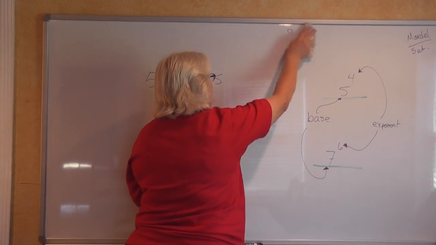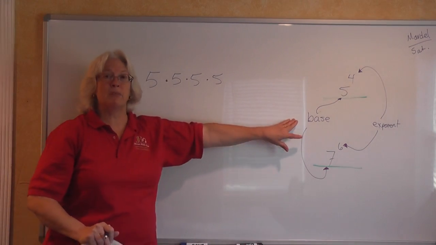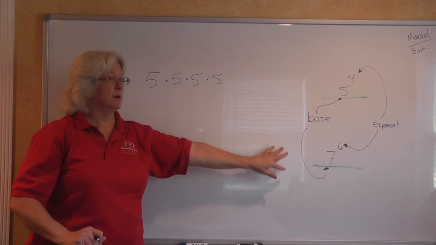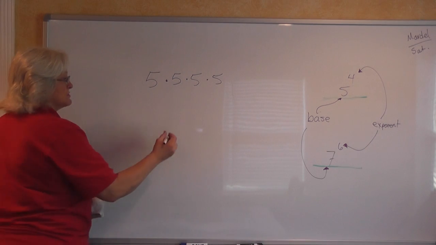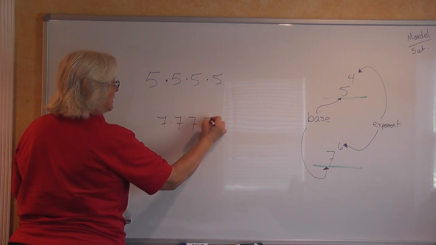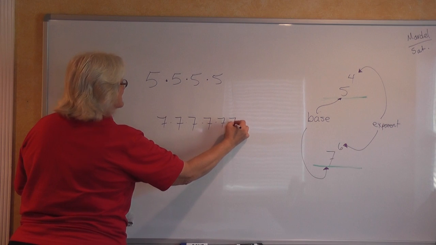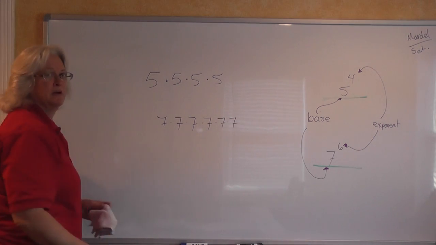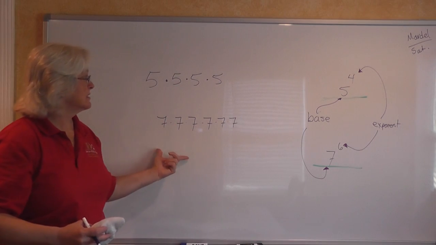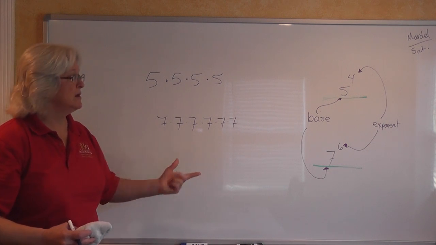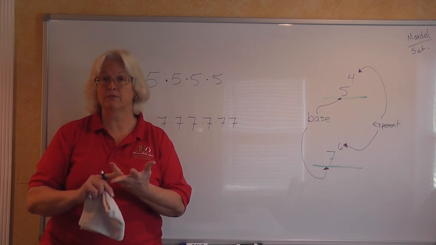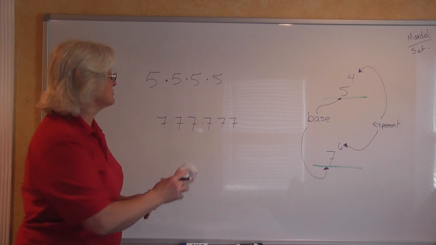So when you have exponential form, you use the base of 5 as a factor 4 times. We have 7 to the 6th. You use the base, which is 7, as a factor, which means you're going to multiply it 6 times: 1, 2, 3, 4, 5, 6. And already you see that it's much neater, much clearer, much easier to write this. This is what they call exponential form. You notice that I said 7 to the 3rd, 7 to the 4th, 7 to the 5th, 7 to the 6th is how we read exponential notation.